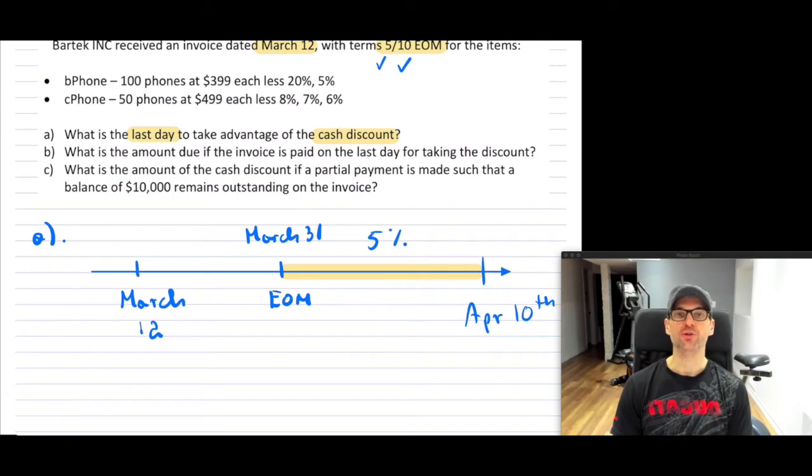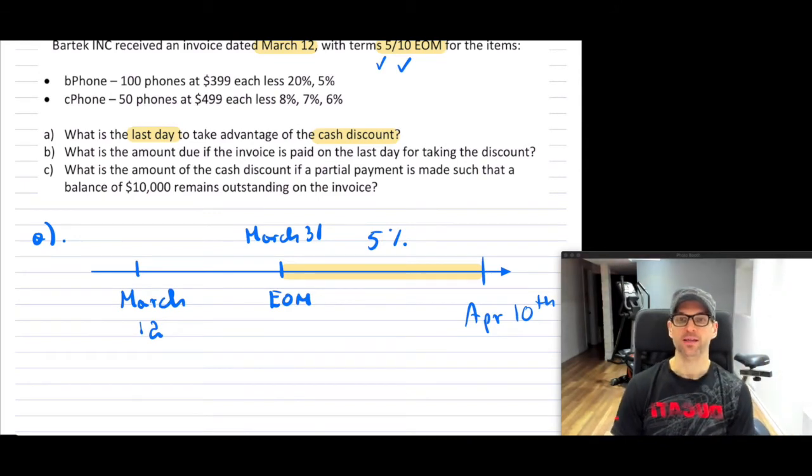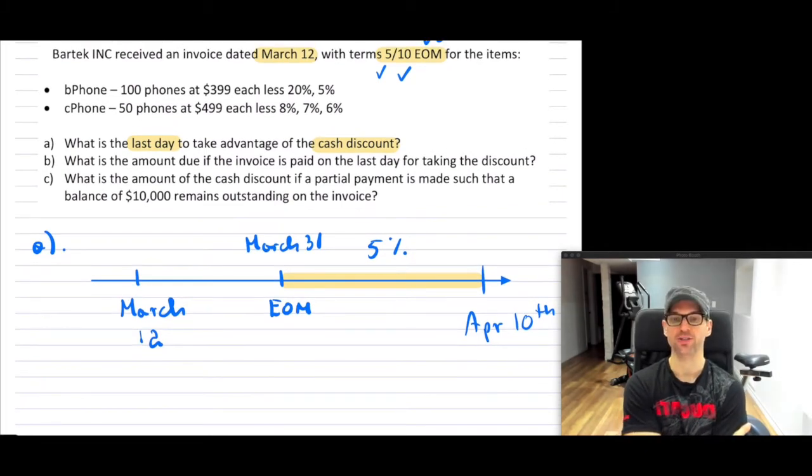And I encourage you, you can watch a previous video on the cash discount. I'll put a link up above, okay, because I go through something which is similar, and I explain also these timelines. So that would be part A.